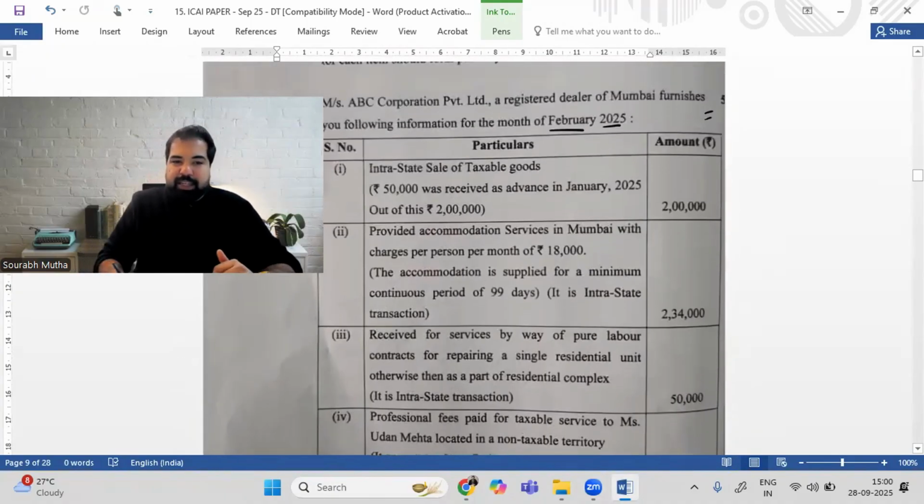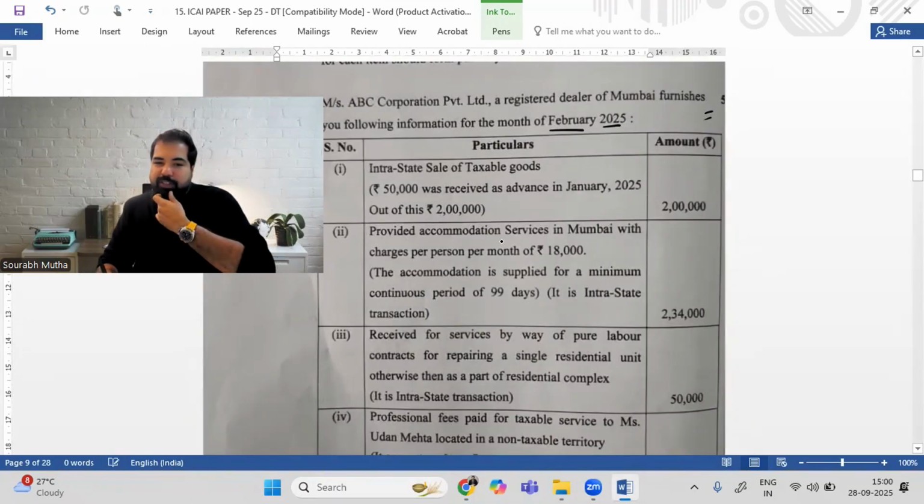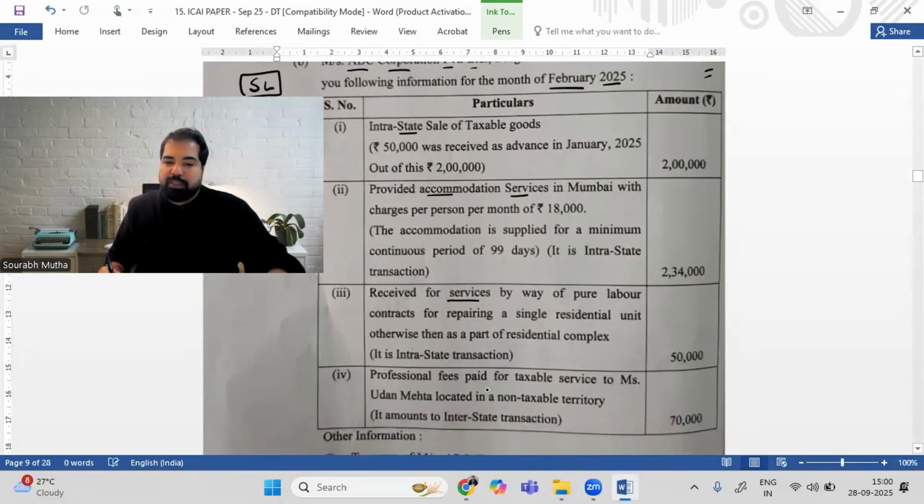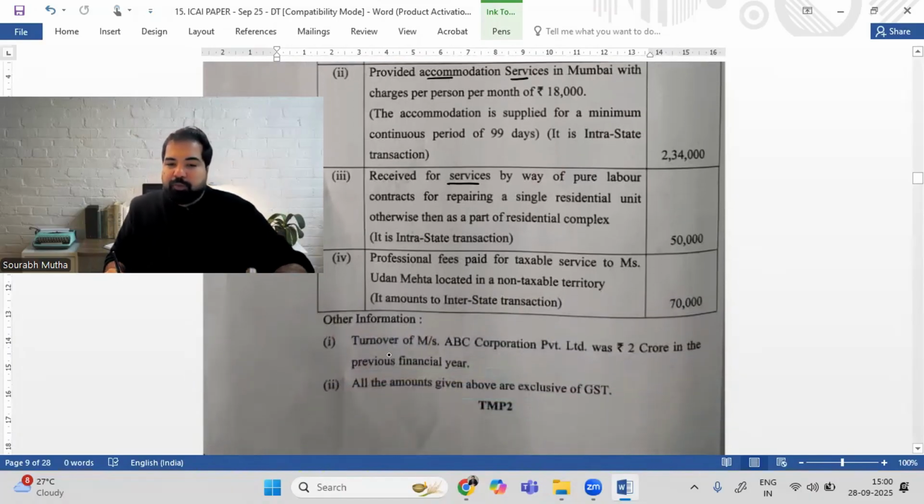Again, the same thing, SL, supply leads to liability. So we'll have to look at supply leads to liability, and we'll have to see how this works. ABC Corporation Private Limited is a registered dealer of Mumbai, furnishes the following information for the month of February 2025. This is interstate sale of taxable goods. This is a supply. Provided accommodation, this is a supply. Receipt for services, this is a supply. And professional fees paid, this is receipt. We'll talk about the 4 of them. And then there is other information. The turnover of this company was 2 crore last year. All the amounts given above are exclusive of GST.